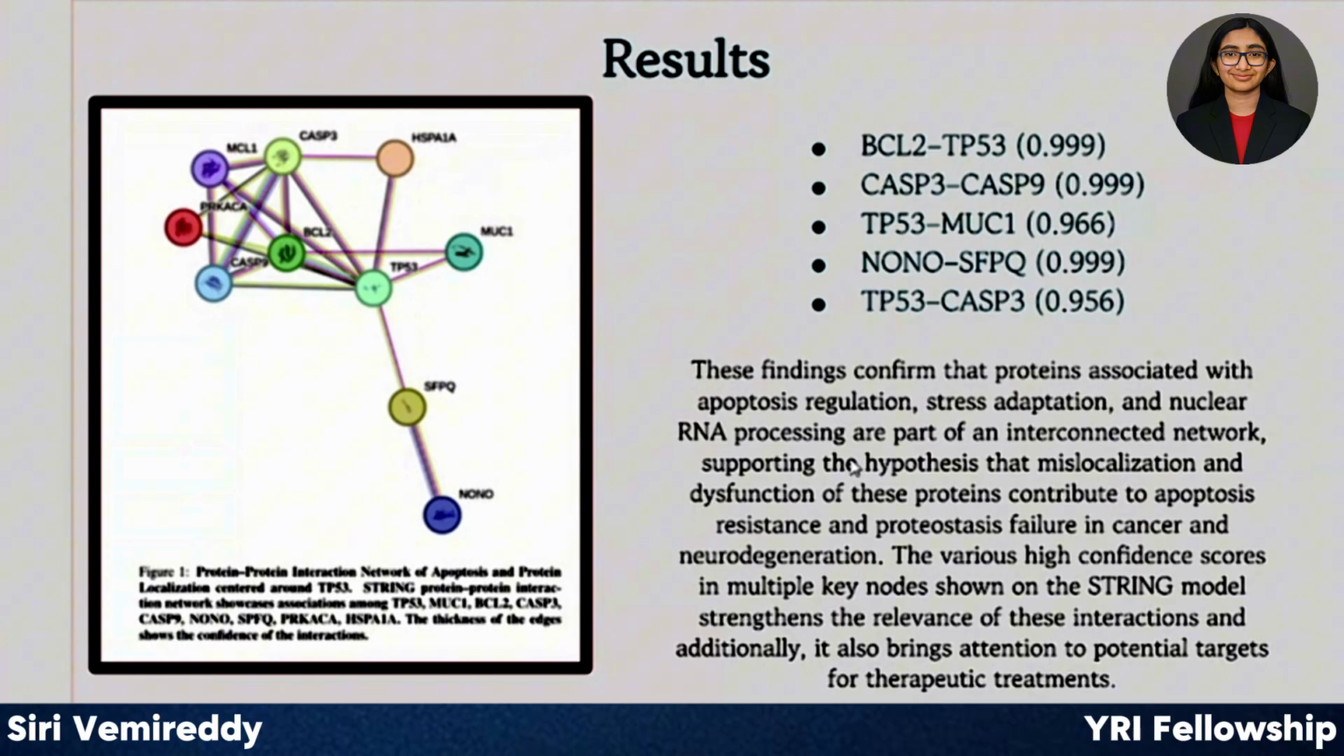And these findings confirm that the proteins associated with apoptosis regulation, stress adaptation, and nuclear RNA processing are all part of an interconnected network, which supports our hypothesis that mislocalization and dysfunction of these proteins contribute to resistance and proteostasis failure in cancer and neurodegeneration. The various high confidence scores in multiple key nodes on the STRING model, as seen in figure 1, strengthen the relevance of these interactions, and additionally bring attention to potential targets for therapeutic treatments.